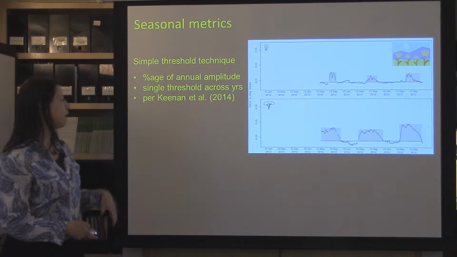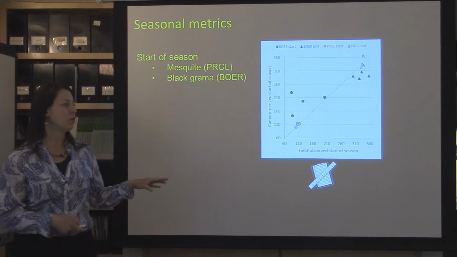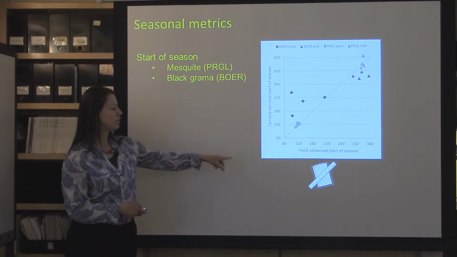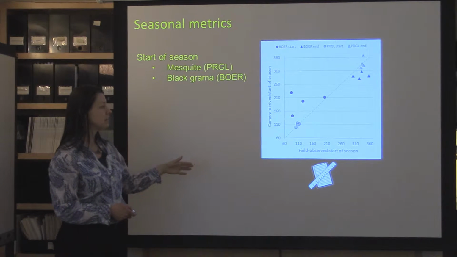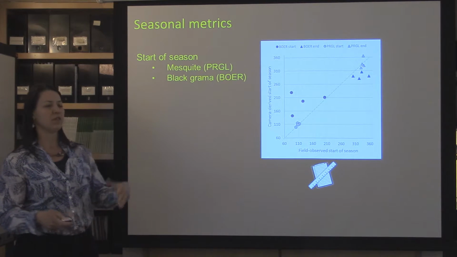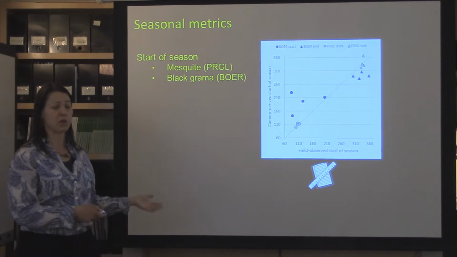Another way of looking at this is the start of the season. In the last slide, we talked about season length. In this particular case, we're looking at the start of the season. In each case, the field observed values are on the x-axis, the camera-derived values are on the y-axis, and the numbers are the day of the year, starting with January 1 as the value of 1.